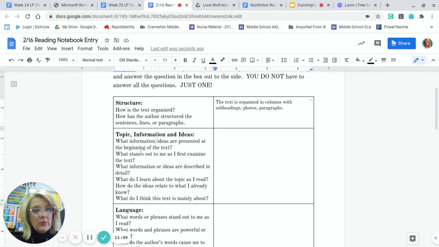So now the next thing we're looking for is what information and ideas are presented at the beginning of the text. What stands out to me as I first examine it? What information or ideas are described in detail? And how do I learn about the topic as I read? How do the ideas relate to what I already know? And what do I think this text is mainly about? So I'm going to choose maybe one of these at the top where it says what information or ideas are presented at the beginning of the text, just to show you an example.